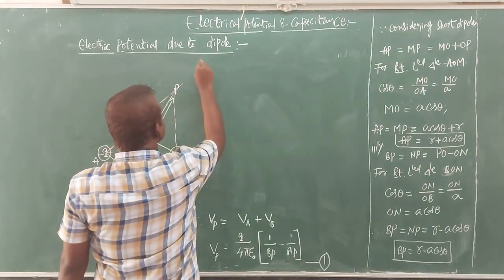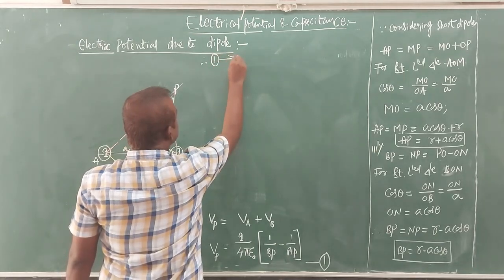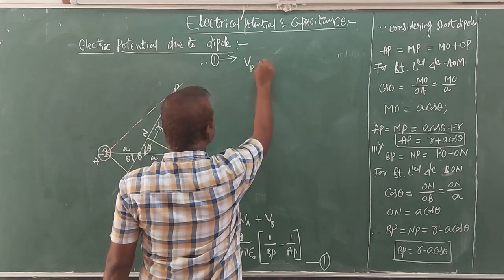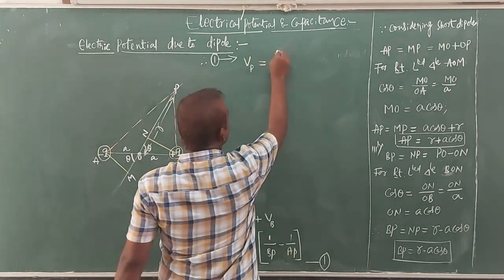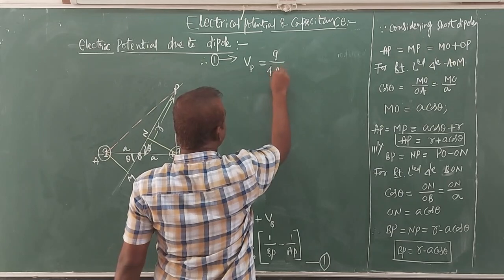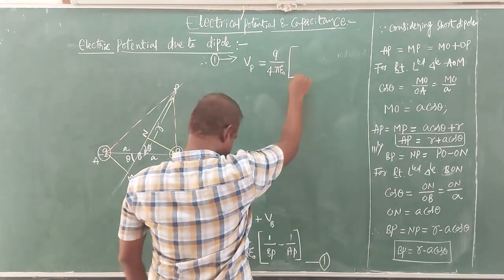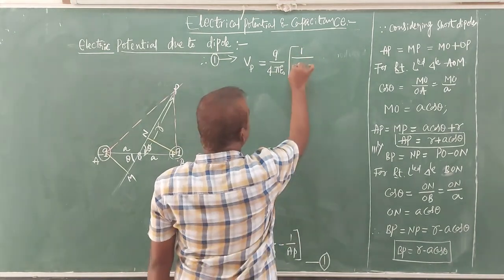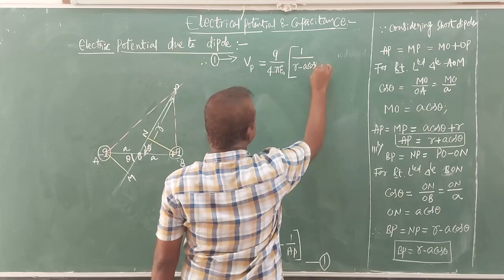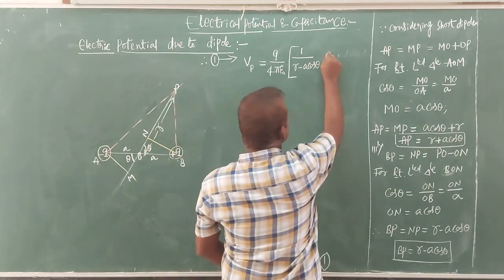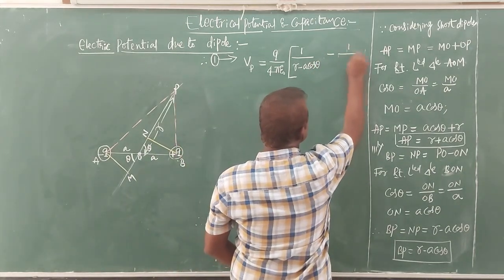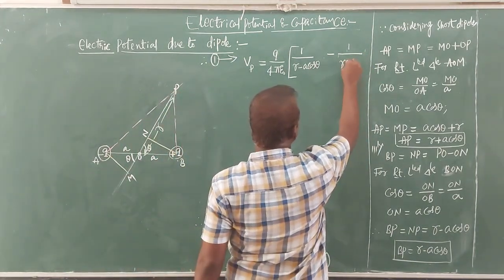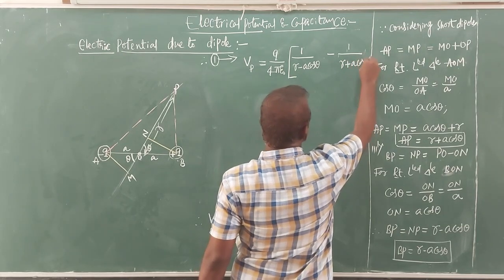Now, therefore, equation 1 becomes, what is equation 1? Vp is equal to, look at this equation 1, Q by 4 pi epsilon naught into bracket, 1 by BP, here it is 1 divided by r minus a cos theta, minus 1 divided by AP, which is r plus a cos theta, remember.